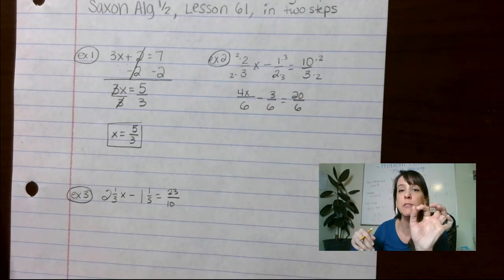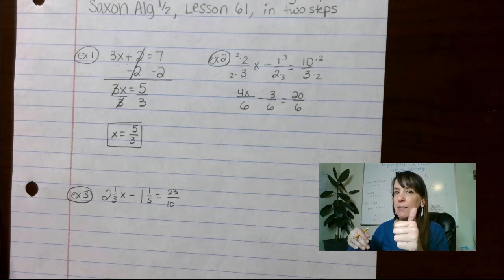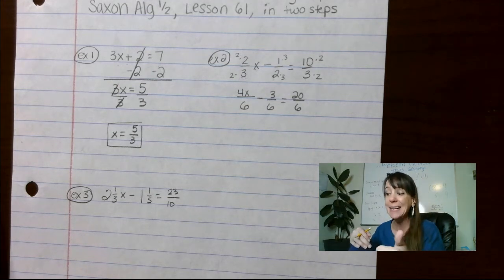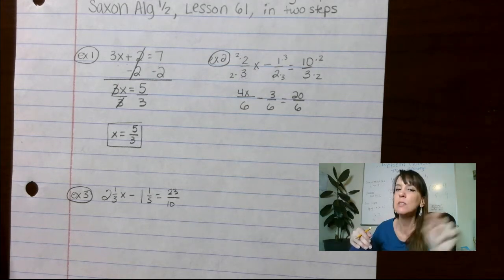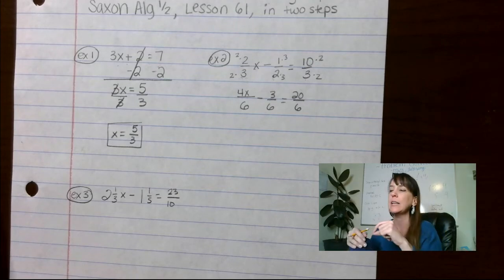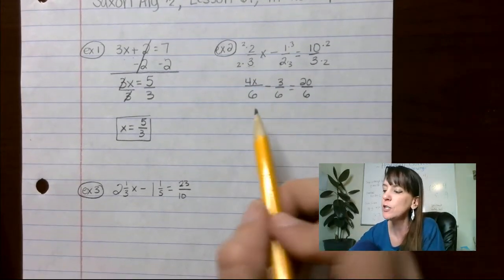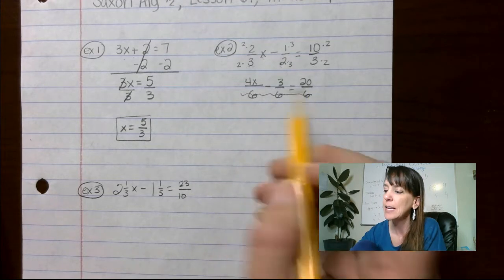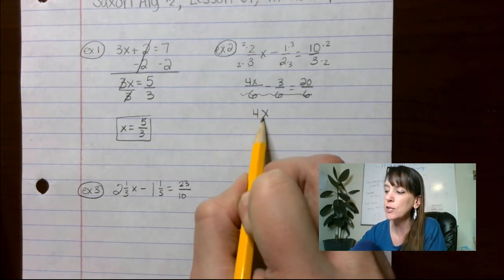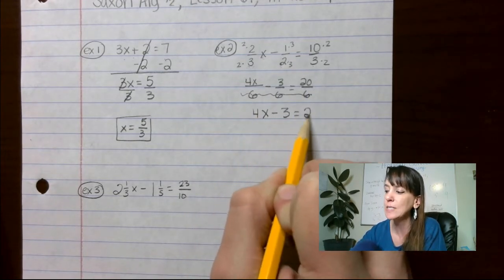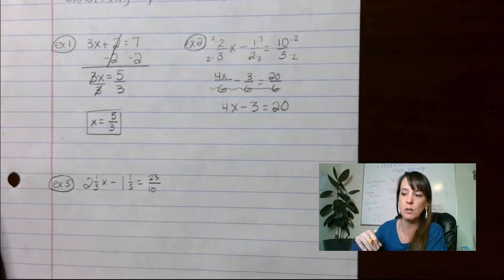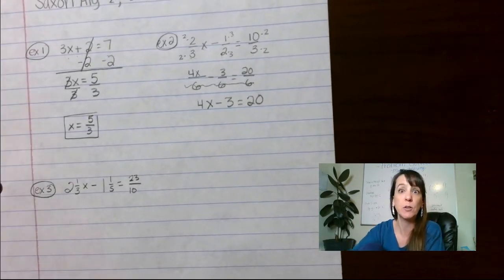Now, if all of your chunks have the common denominator and you have an equal sign, you cannot do this on expressions, you can only do this on equations, then what you can do is this, cross that out. Our new equation is 4x minus 3 equals 20. That is much easier to solve than if we did it with fractions.